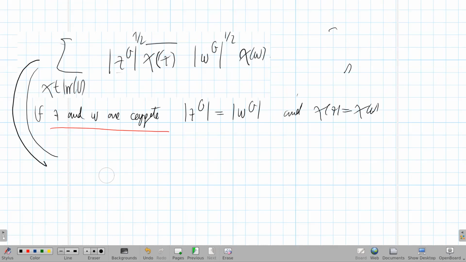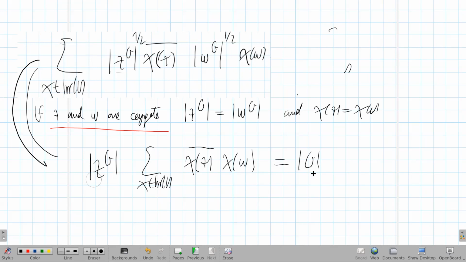These are equal. So it will be, well, in color, in red, black. Okay. So it will be the order of the class, because you have two square roots and they are equal. Okay. Sum over chi of rg, chi of z, chi of w, okay, because this is the same. This will be the order of G, okay? And so we have obtained the second orthogonality relations.